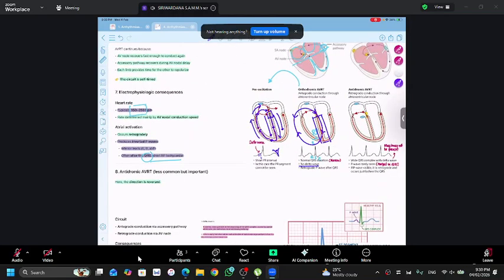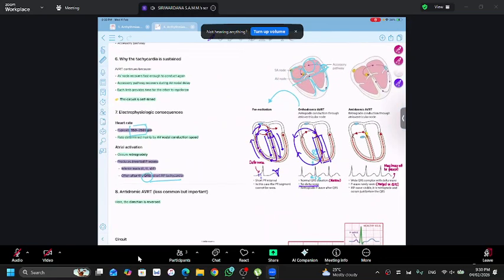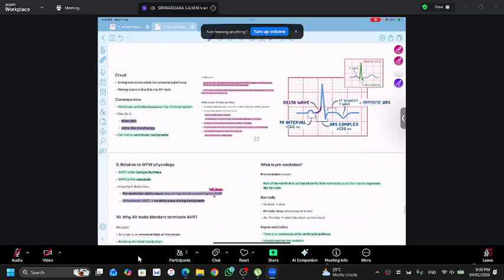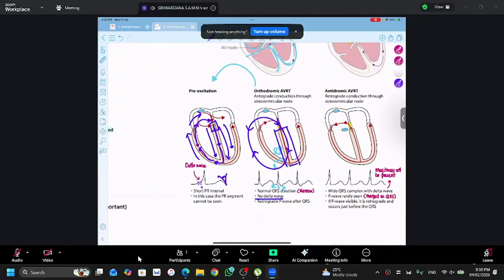There is another thing: if it starts happening along the other way, that is called an antidromic AVRT. So an antidromic AVRT is basically where the circuit starts running in the other direction. Antidromic AVRTs are kind of rare, right? But basically there, the circuit starts going in the other side.